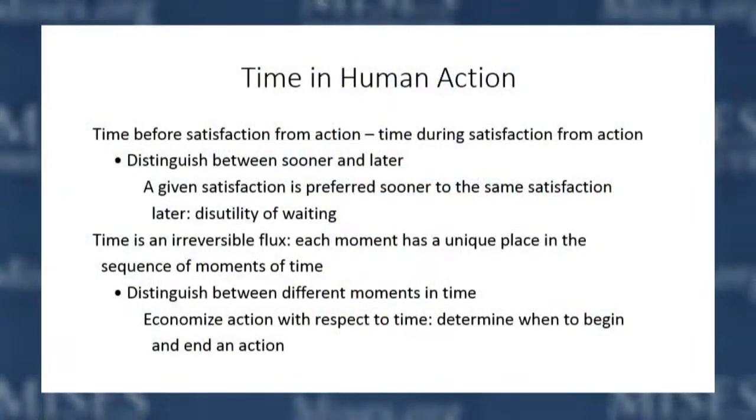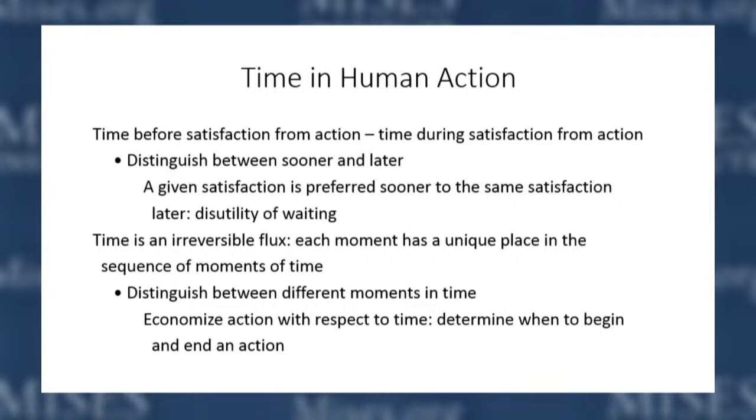And this is how Mises puts it. Again, we're going to talk about this in more detail in our next step, but I just want to introduce these two points. So Mises puts it this way. We all recognize there's the time before satisfaction from an action. This is the period of production, right? We're not getting consumptive satisfaction during the period of production. We start the period of production and we have to go through the whole process and finish it, and then we get the satisfaction.